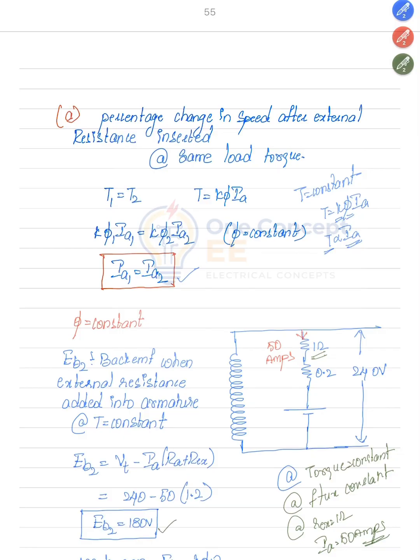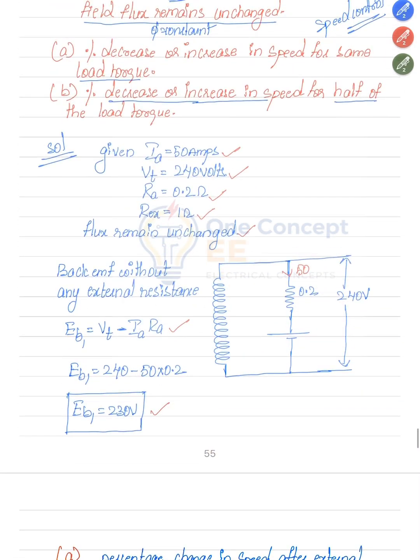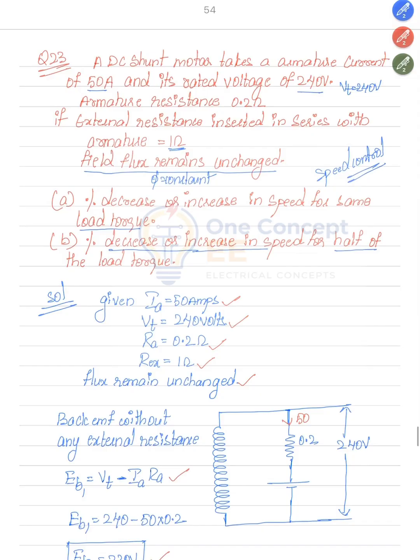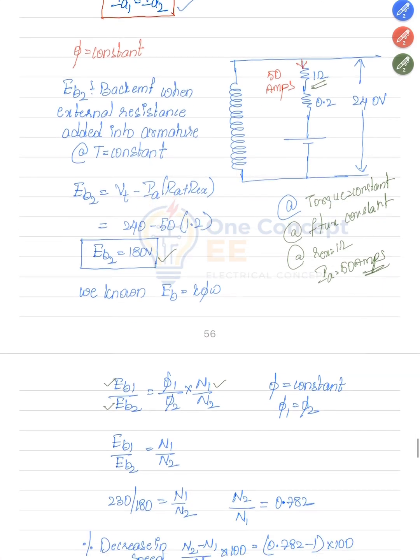We already know the back EMF formula Eb equal to K into phi into omega. Here, Eb1 is the back EMF of the DC shunt motor without adding an external resistance. Eb2 is the back EMF of the motor by adding an external resistance of 1 ohm. In both cases, flux is constant. N1 is the speed of the motor without any external resistance. The N1 data is not available. By substituting Eb1 and Eb2, I found N2 by N1 is 0.782.